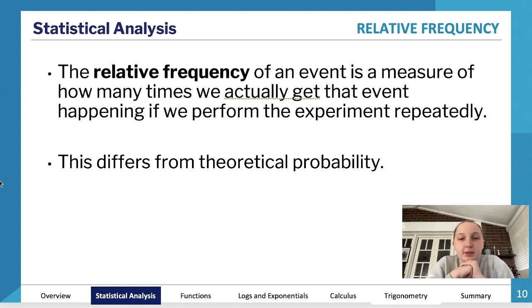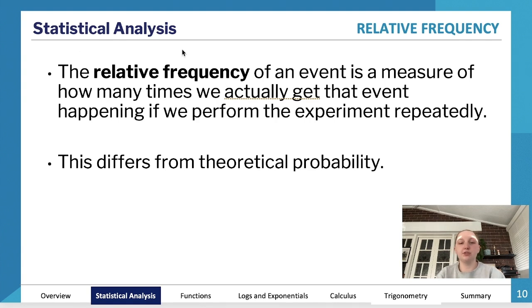The relative frequency of an event is a measure of how many times you actually get the event happening if you perform the experiment repeatedly, which is different from theoretical probability. Your theoretical probability is what you can predict will occur based on the rules of chance. So if we're thinking about flipping a coin, theoretically it's 50-50 that you're going to get heads or tails. So the theoretical probability of getting a head is 50%.